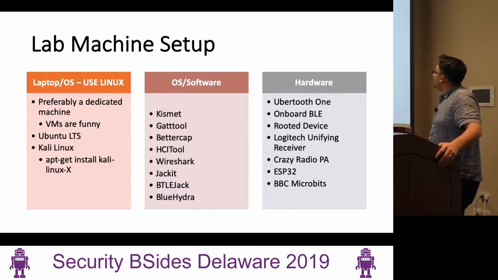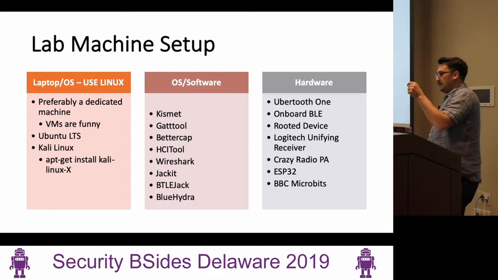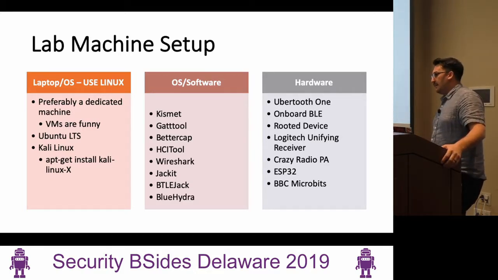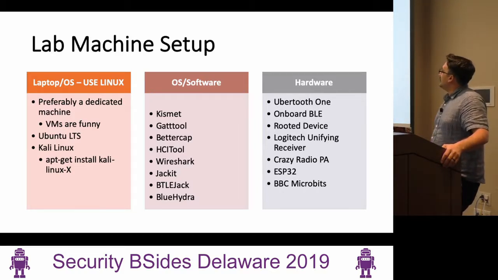The Logitech Unifying Receiver, that is the little plug-in that's got the star on it that says, I'll work with anything Logitech. There was a piece of research called MouseJack, where you can flash that with custom firmware that, again, will send those ducky scripts to any BLE device that you spot.